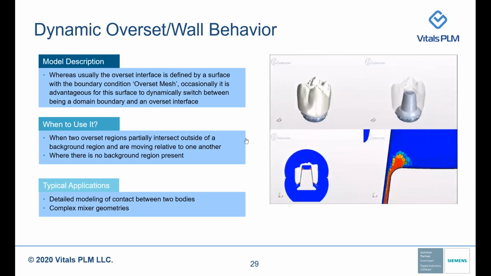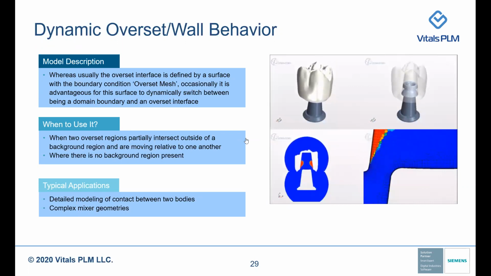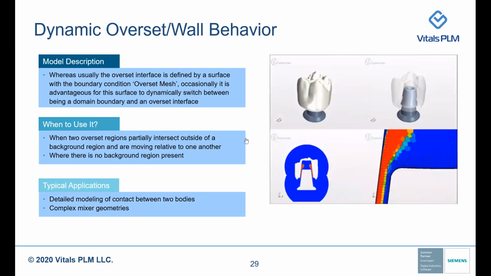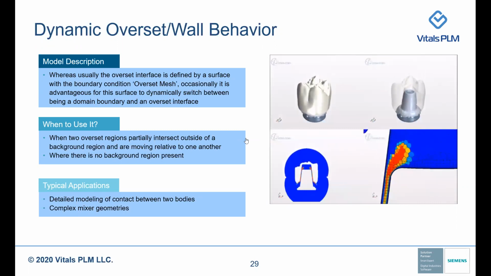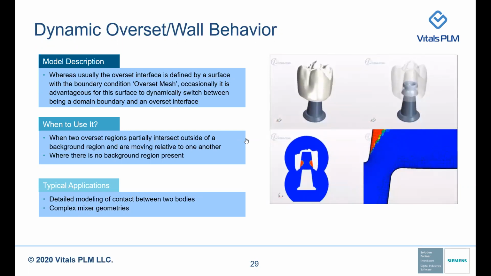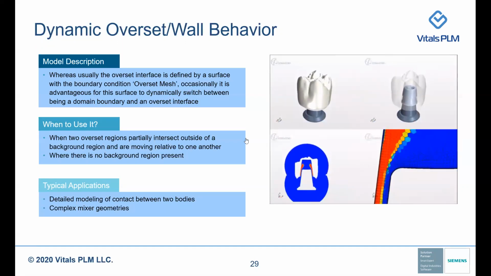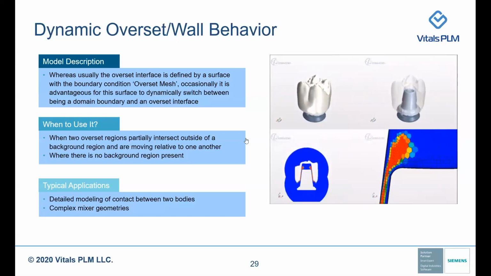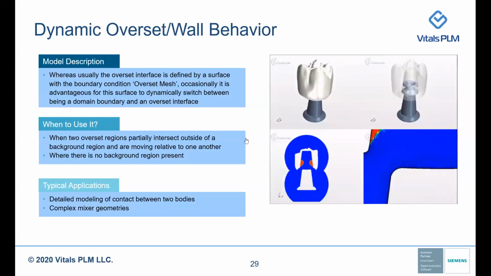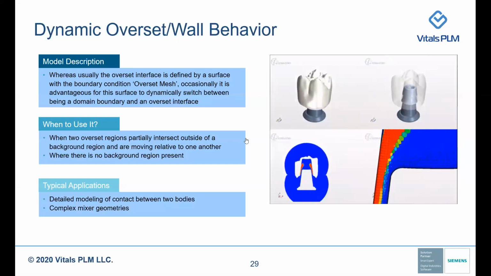Here we can see two overset regions. You can see two circles moving against each other. The top one is moving against the bottom one. As it moves close to the bottom one, the overset interface becomes the wall boundary. While it is approaching the wall on the bottom side, it becomes the wall. So in applications where there is a need to dynamically change the interface to the wall, this option is quite useful.